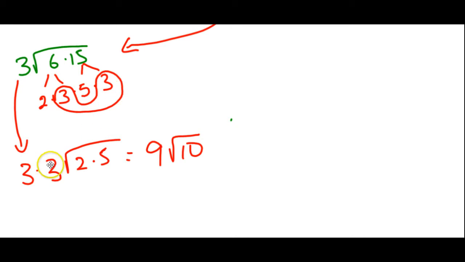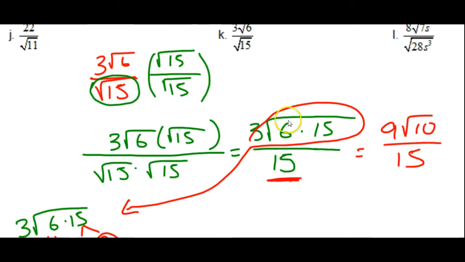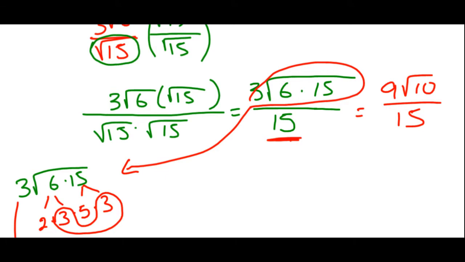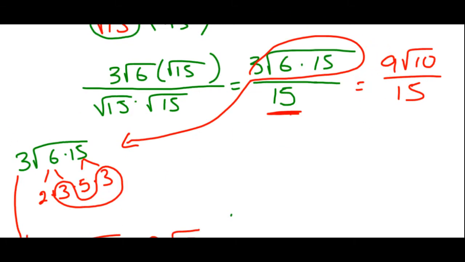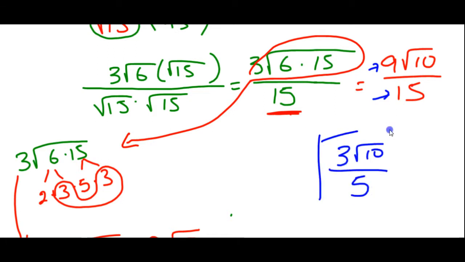There's only one pair, so that 3 comes out. With the 3 outside already, these 2 are left over inside, so we have 9 square root of 10. I put that back on top. This is your answer. If we were to take this one step further, the 9 and the 15 can be reduced, so that actually becomes 3 square root of 10 all over 5. Alright?